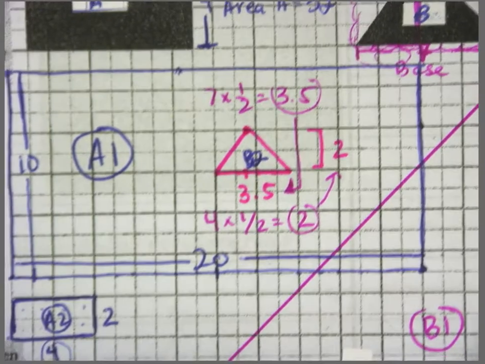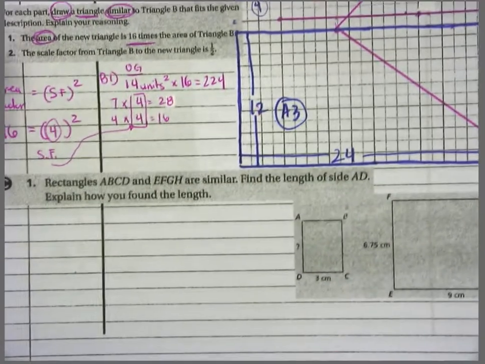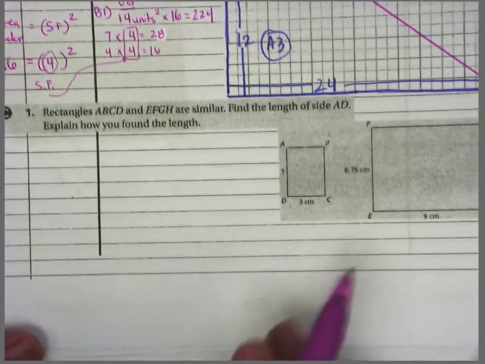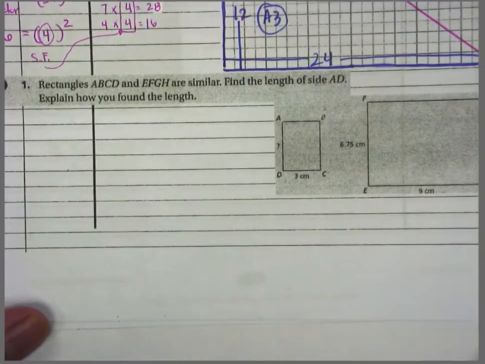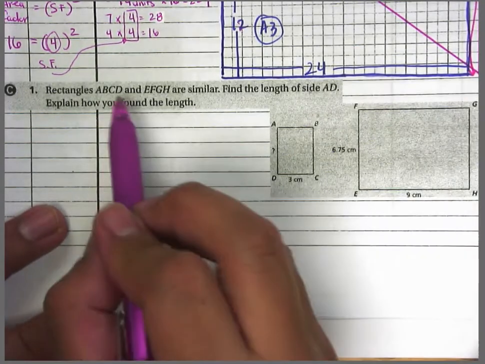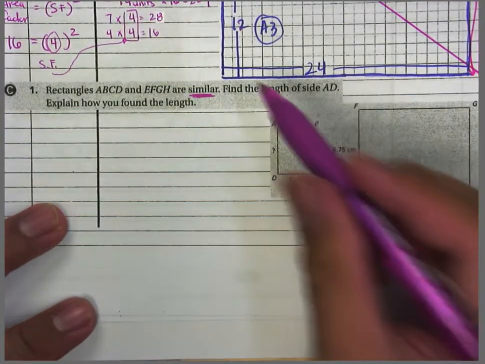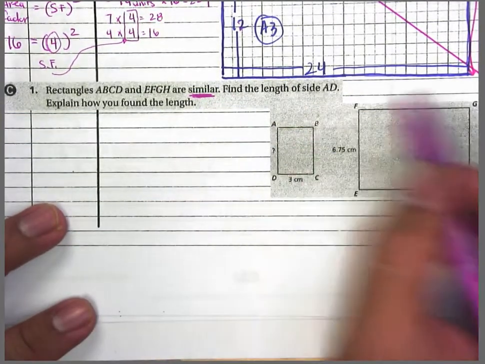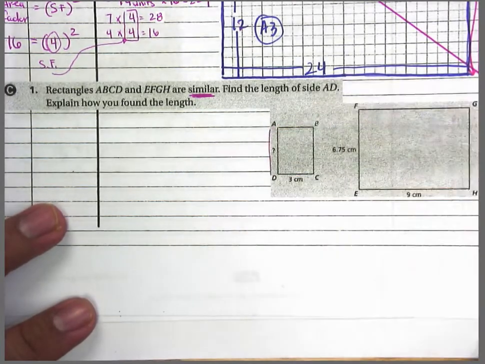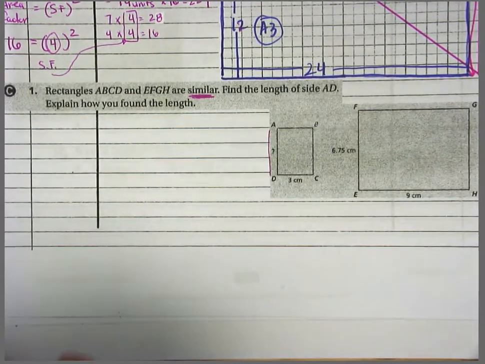I'm gonna jump down to question C. I'll read it through to you guys, and we'll see if you can work on it on your own. I'll put C2 down here because I forgot to copy it down, print it out for you. Okay. So it says rectangles A, B, C, D are similar. Similar. Very, very important. We have to know that they're similar. Find the length of AD. We need to find this one. We have to find this one. Okay. And explain how you found the length.